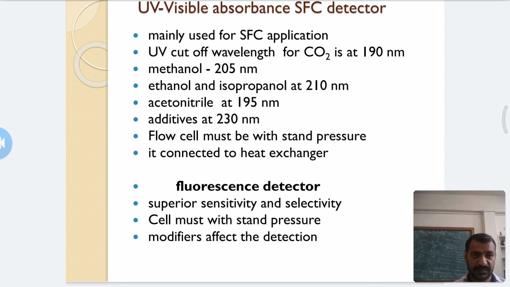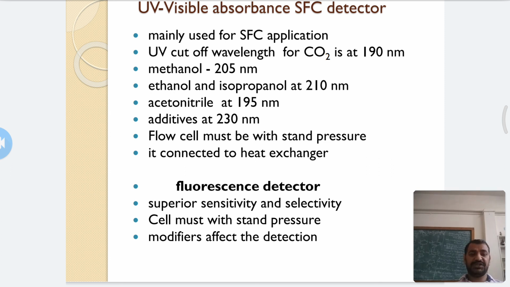Similarly, the different types of additives we use in the mobile phase absorb light near about 230 nanometers. Then the flow cell must withstand pressure, and it is connected to a heat exchanger. Okay, so this is the UV visible absorbance detector in supercritical fluid chromatography.